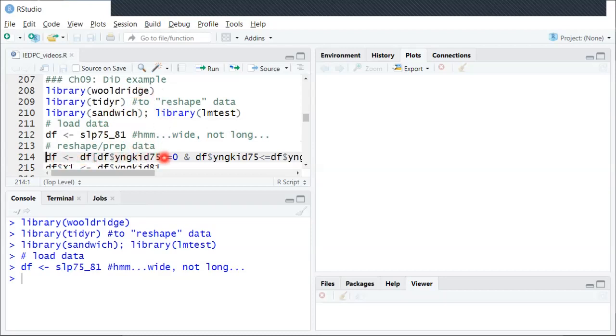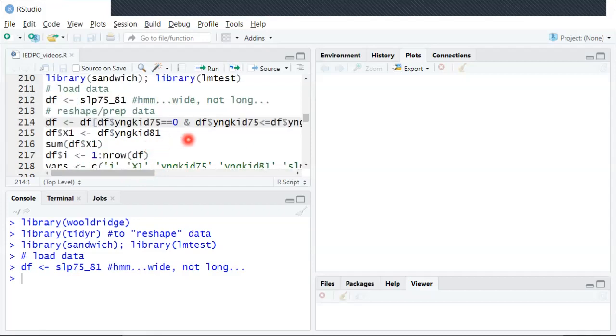What I'm going to do next is just keep certain observations to simplify the setup a little bit. One of the variables we'll look at is YNG, which stands for young, and then KID. For each individual, there's a one or a zero, depending on whether they have young children in their house in 1975, and then again in 1981. So young kids is going to be our treatment variable, and the amount of sleep somebody gets every week is going to be the outcome variable, the Y variable.